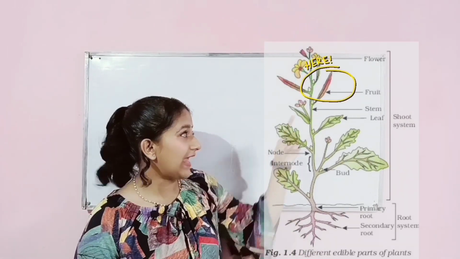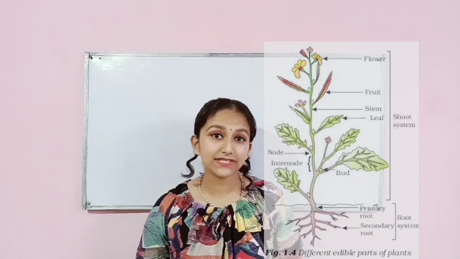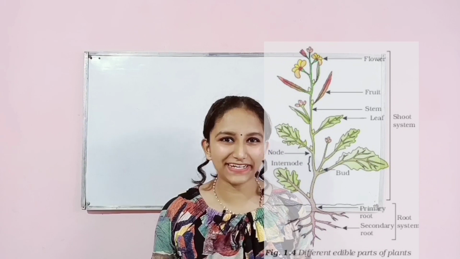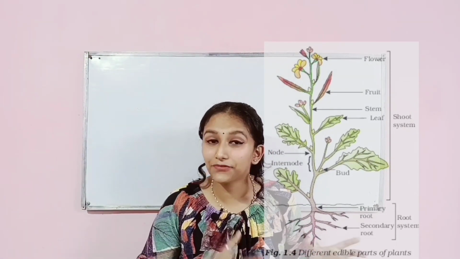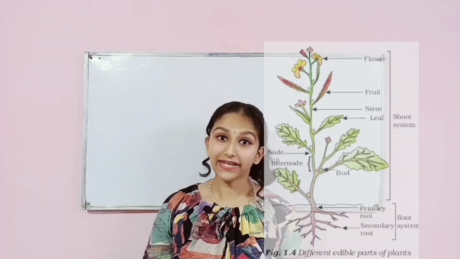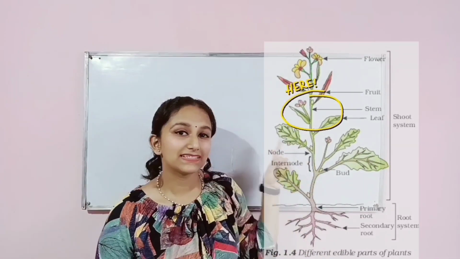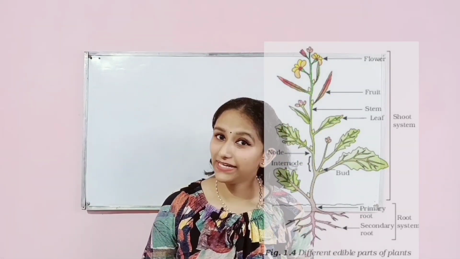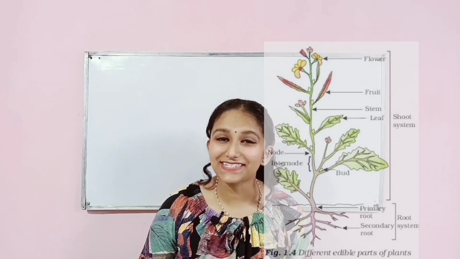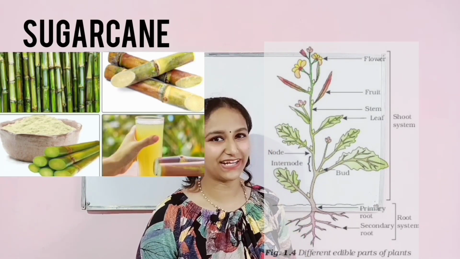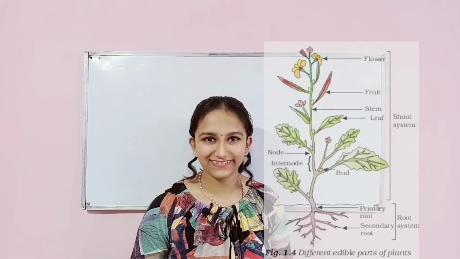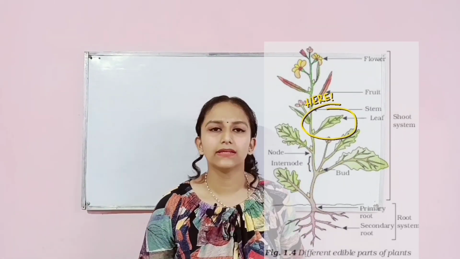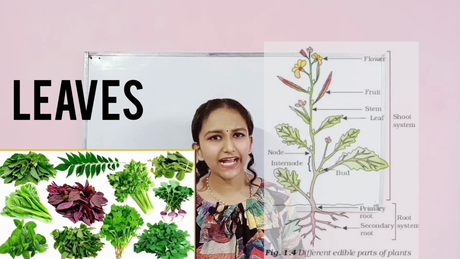Thereafter, we take a look at fruits. Fruits, it's obvious that we all eat fruits. We should love eating fruits. Apple, mango, banana, these all are the fruit part of a plant. Now taking a look at stem. Stem, yes, we do eat stem. Our greatest and very good example is sugarcane. Sugarcane is a stem and we eat that part of a plant. Next is leaf. Leaf, we eat spinach, coriander, pudina.